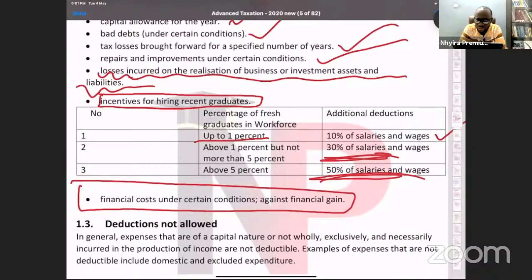Kindly touch on capital allowance, especially where the written down value is less than the CA charge. I don't understand your question. No. If you say the written down value is less than, how can the written down value be less than the capital allowance charge?